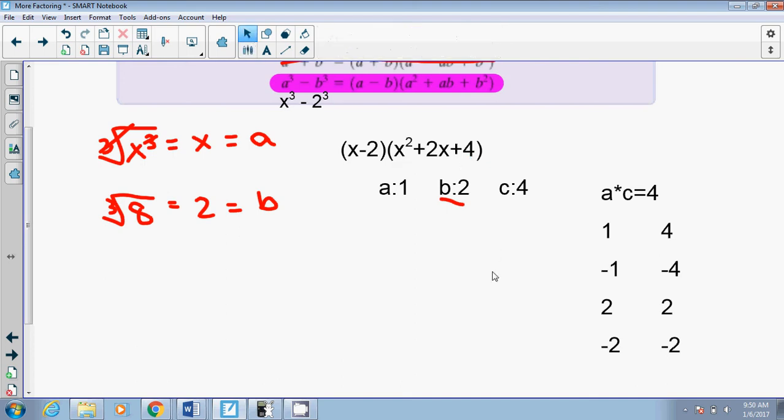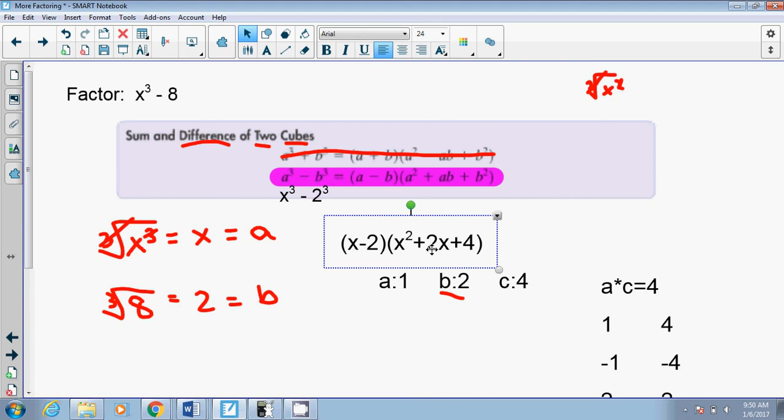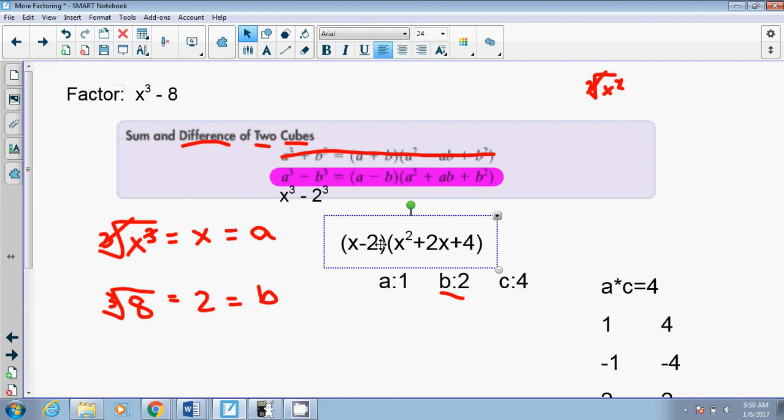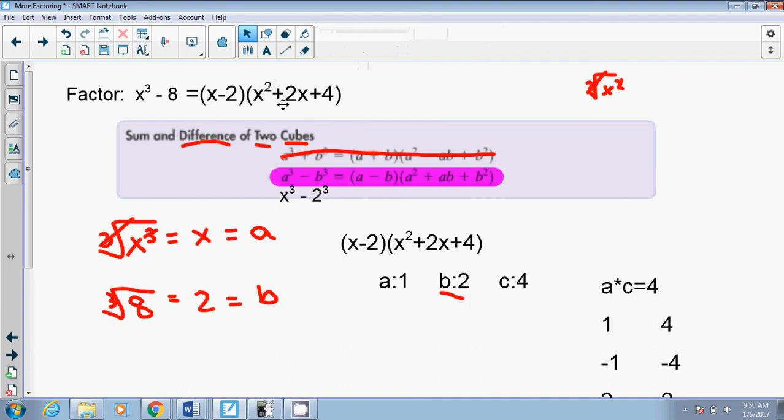So that means that the trinomial x squared plus 2x plus 4 is prime, which means my factored form of x cubed minus 8 is the quantity x minus 2 times the quantity x squared plus 2x plus 4.